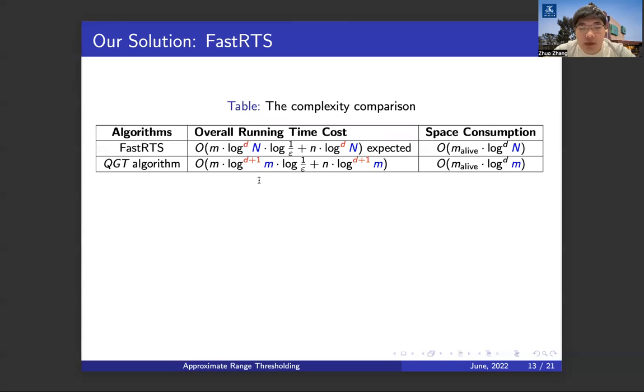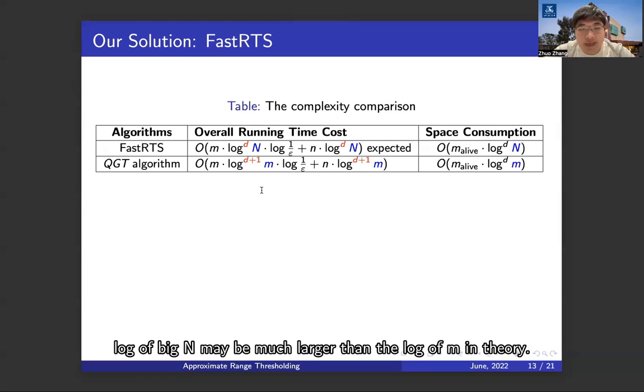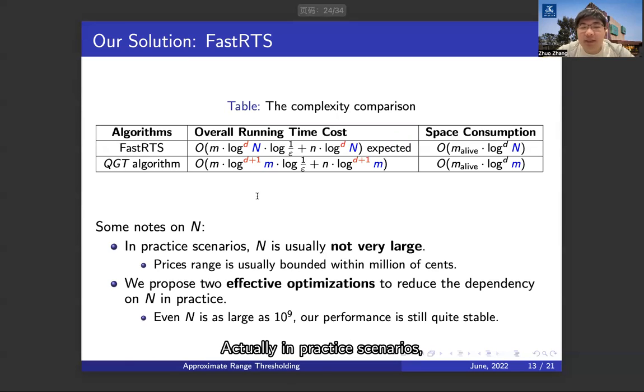As you can see, we improve the exponent term for the logarithmic factor from d+1 to d, but we increase the logarithmic term from log m to log of big N. You may be concerned that log of big N may be much larger than log of m in theory. Actually, in practice scenario, big N is usually not very large. Consider the stock trading scenario, the price range of a stock is usually bounded within millions of cents.